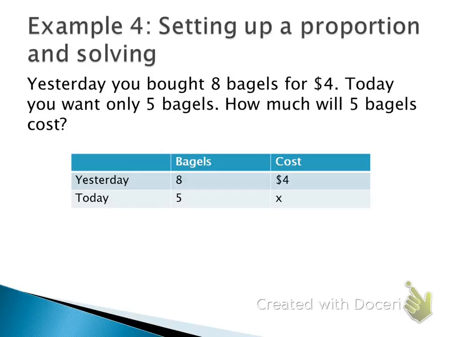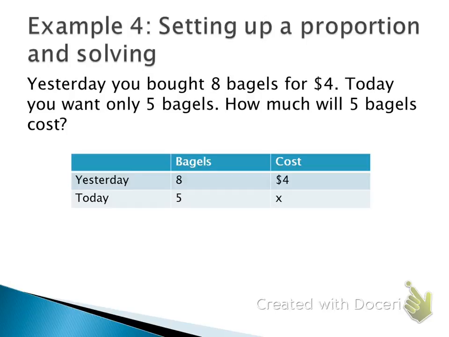I've got a table here. It says yesterday you bought 8 bagels for $4. Today you only want 5 bagels. Well, how much will 5 bagels cost? All right, so we're going to set up a proportion, and here is the bottom line, our rule. You have to compare the same thing on both sides of the proportion.